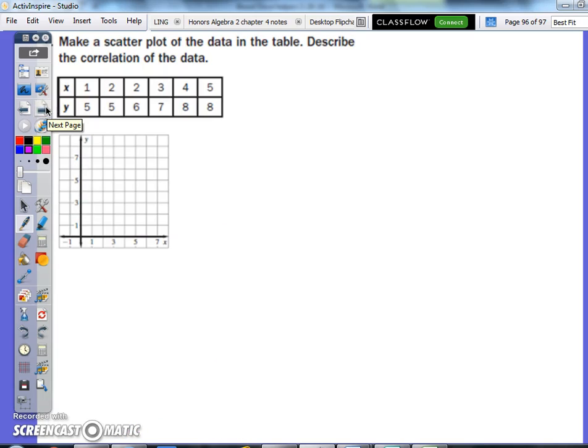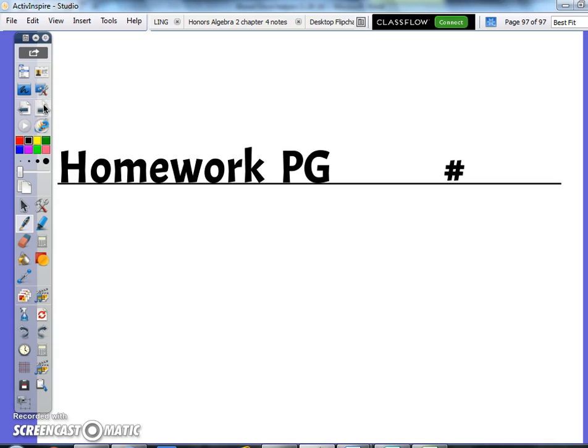Last but not least is make a scatter plot and describe the correlation. So here you just plot the data. 1, 5. And then 2, 5. And then 2, 6. And then 3, 7. And then 4, 8. And then 5, 8. And it roughly looks like this, and it's a positive correlation, because it looks like a positive line when we graph it.